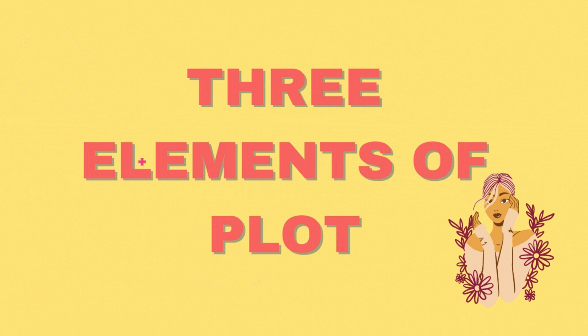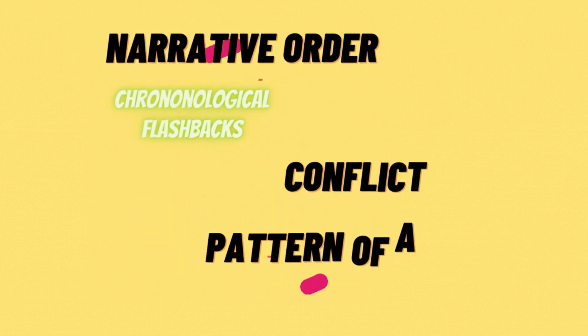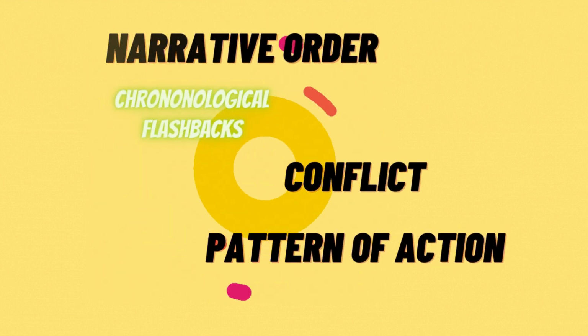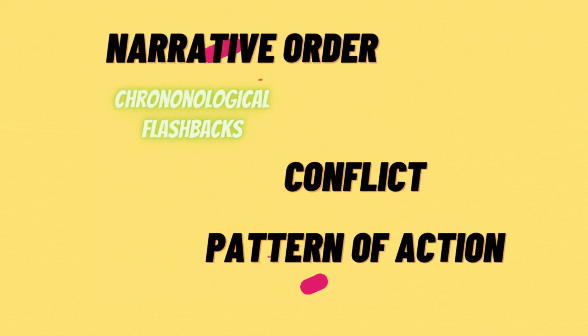3 elements of plot. Narrative order, the way or the order in which the writer chooses to unfold the story to the reader. Chronological, events are related in the order of their happening. Flashbacks, writer disrupts normal time sequence to recount some past event.